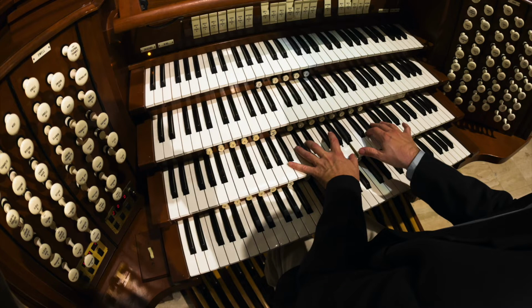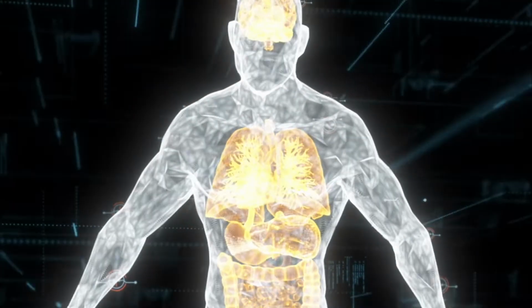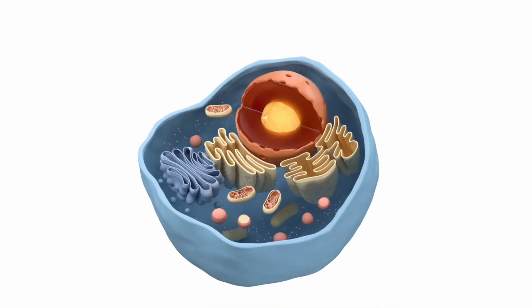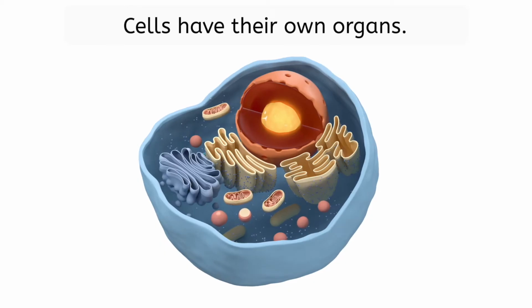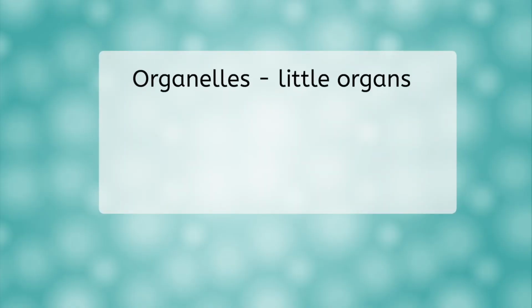You probably know what an organ is. No, not that kind of organ. Think of an organ in your body, like your heart, lungs, brain, just to name a few. Well, your organs are made of cells. And cells are like miniature bodies. They have their own organs. Since their organs are so small, we call them organelles. And they each have a specific job that helps keep the cell alive.